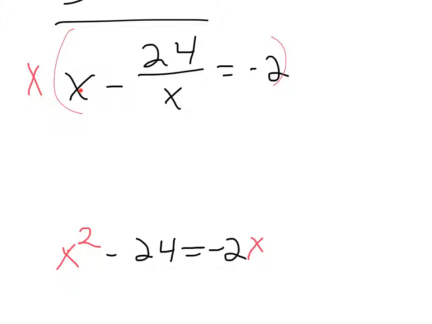x times x gives us x squared. x times 24 over x. The whole reason we multiply everything by x is to make that cancel out. Then we have x times negative 2.